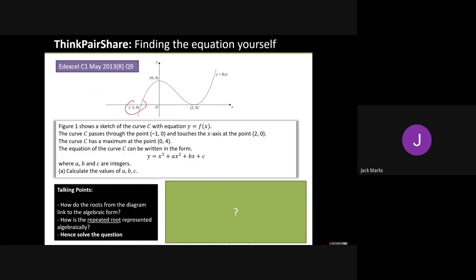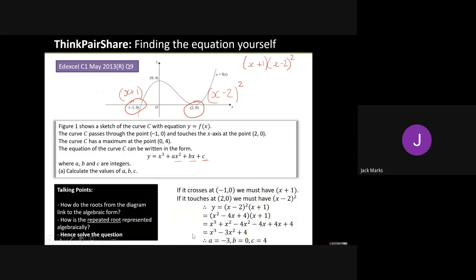So what we need to do is sometimes we need to go backwards. So if -1 is the root, that means one of the brackets is x plus 1. If 2 is a root, we can go backwards. It's x minus 2. However, this is a repeated root, so it's actually squared. So we can say that the equation of this is x plus 1 multiplied by x minus 2, all being squared. And then we can find out these key values here.